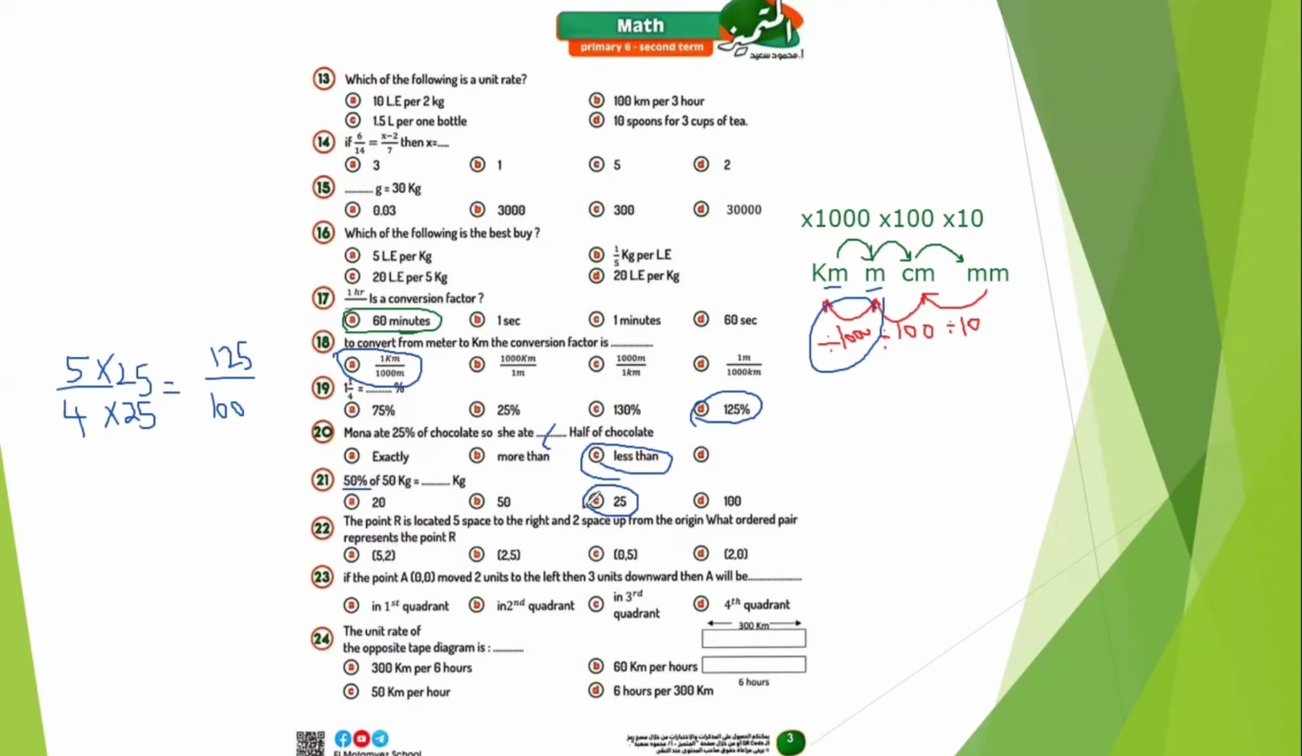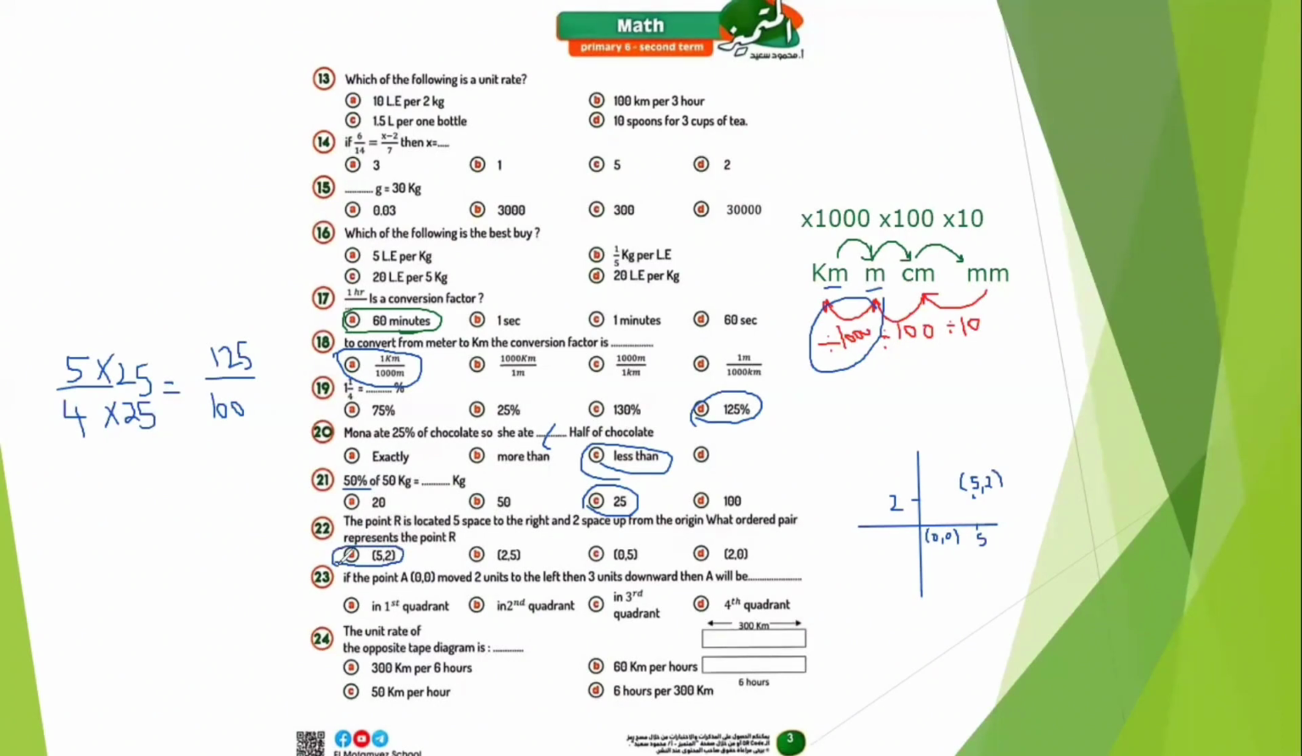22. The point R is located 5 spaces to the right and 2 spaces up from the origin point. What ordered pair represents the point R? You can draw a small grid here and write that this is the origin point, which is 0 and 0. If you go 5 units to the right, for example here, then go up 2 units, here this is 2. The coordinate of this point is, we write x first, we move 5 steps, then y, we move 2 steps. So it's 5 and 2, which is E.